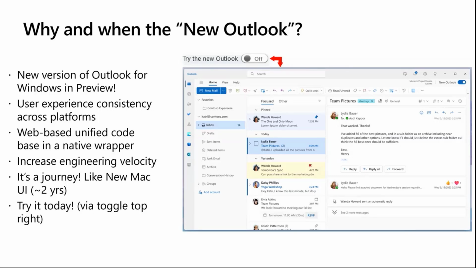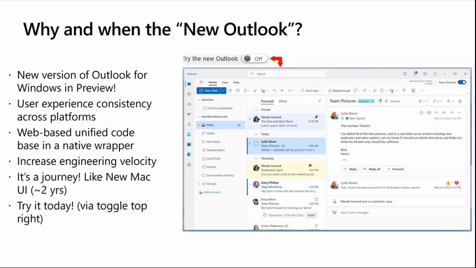The other thing is that we want to unify our code base. Right now, the Outlook team is writing code for 7 different platforms, and we want to unify those into a single one. That is good news, because it's going to enable us to ship not only bug fixes, but also new features faster to our communities. We're going to have an increase in engineering velocity.